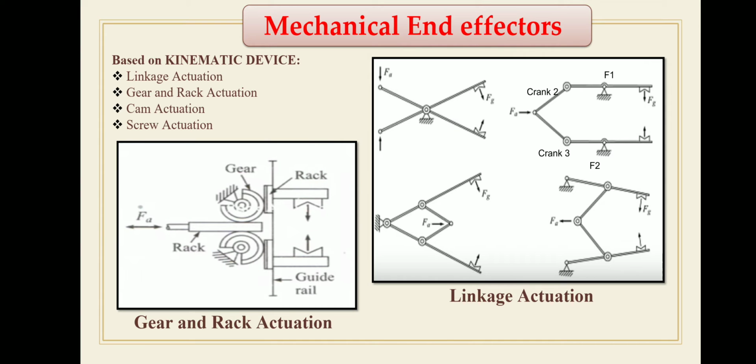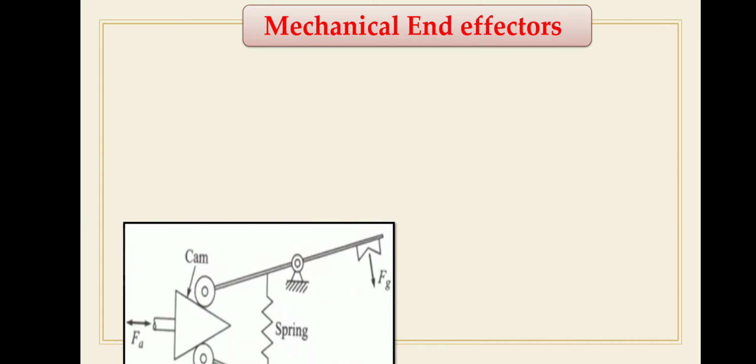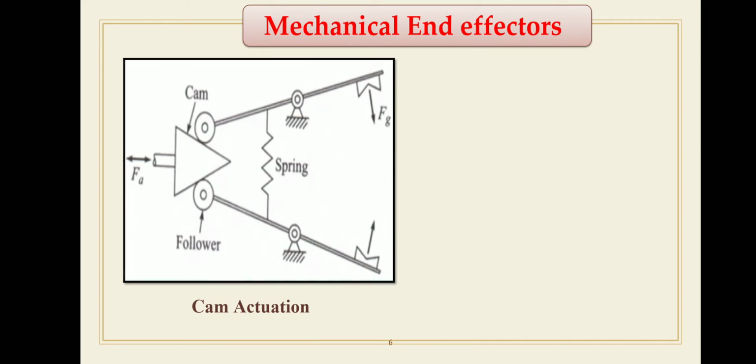Then another type of mechanical end effector is the cam actuation, meaning the use of cam and followers for the actuation purpose. This figure shows the cam and follower mechanism for gripping. This is simply the cam, these are the two followers, then fulcrum number one, fulcrum number two, and these are the two links, link number one and link number two.